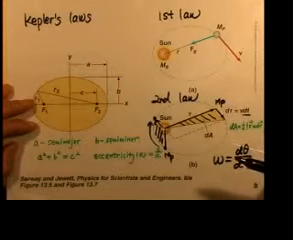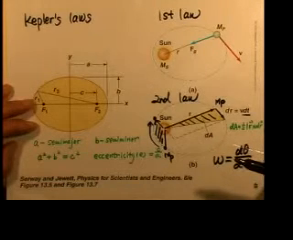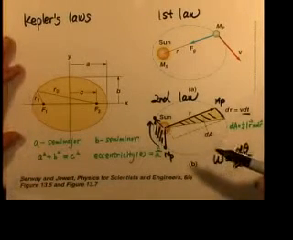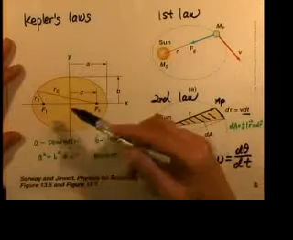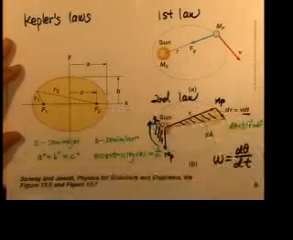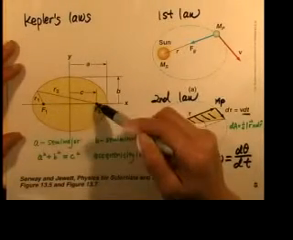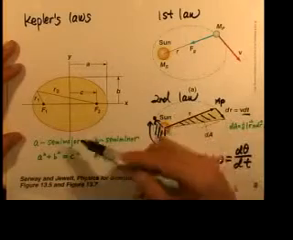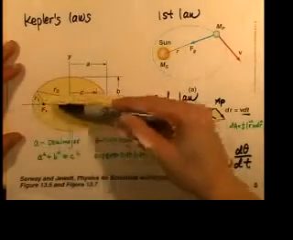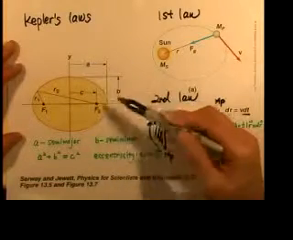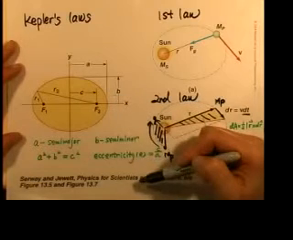Kepler's third law says the square of the orbital period of any planet is proportional to the cube of the semi-major axis of the elliptic orbit. Now, let's look at this elliptical orbit. Any elliptical orbit has two foci, F1 and F2, and in this direction, little a is defined as the semi-major axis, and little b is defined as the semi-minor axis.